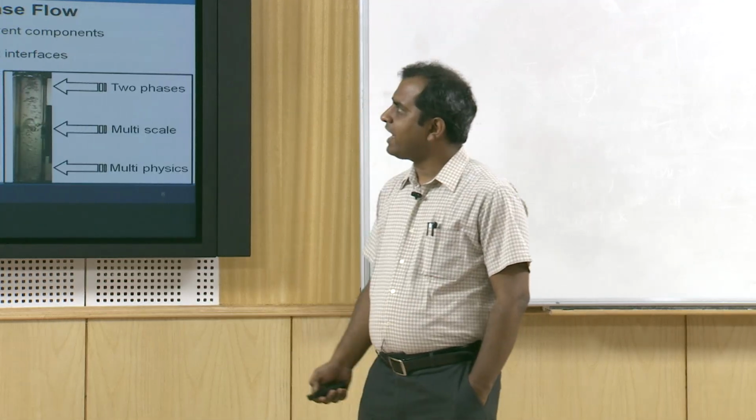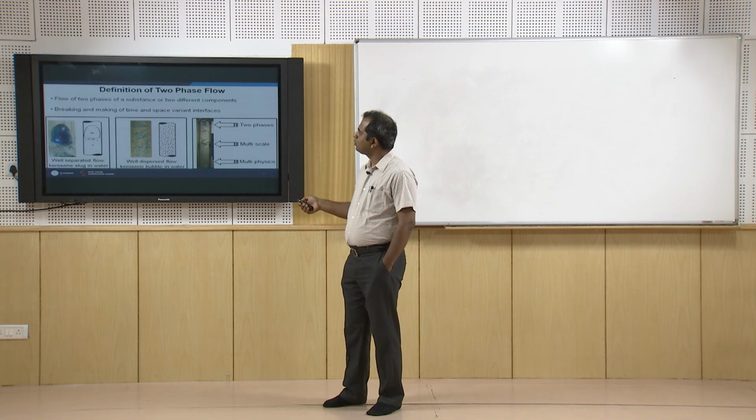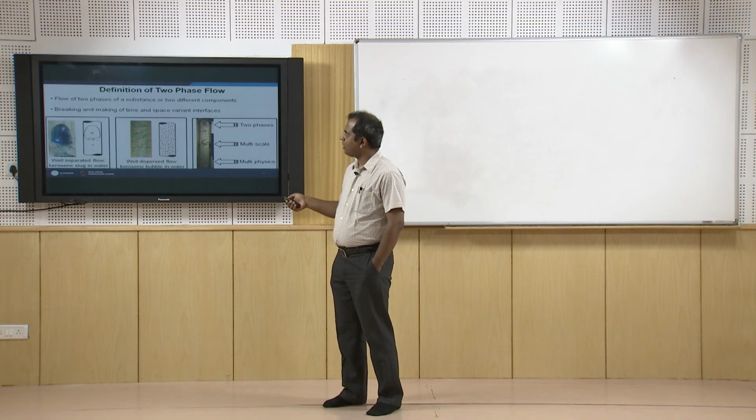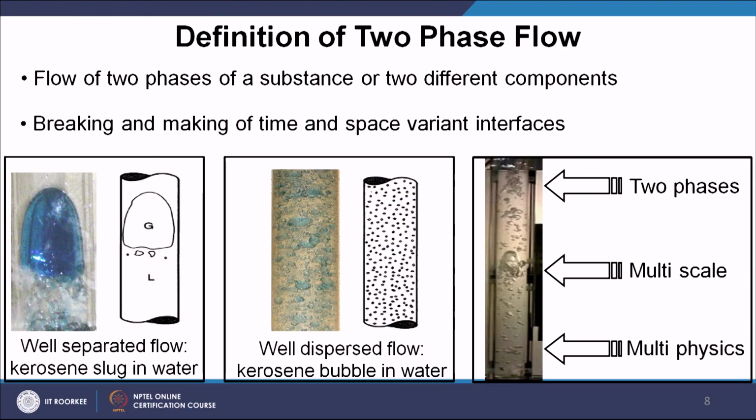Now, if we have an association of two different substances or phases, or two different components, we call that two-phase flow. Breaking and making of a time and space variant interface is the common feature of two-phase flow.